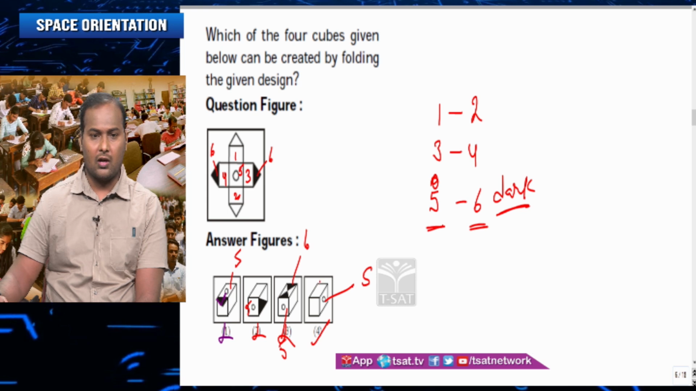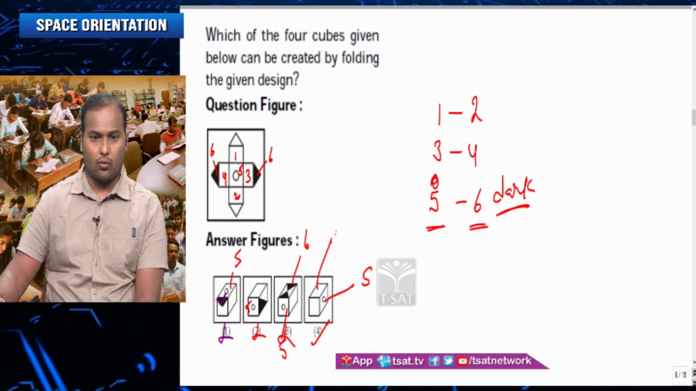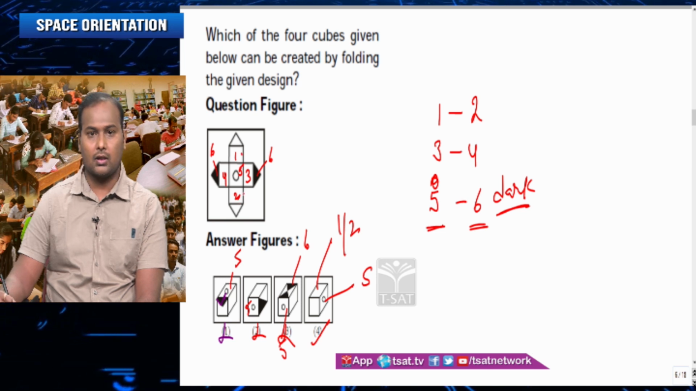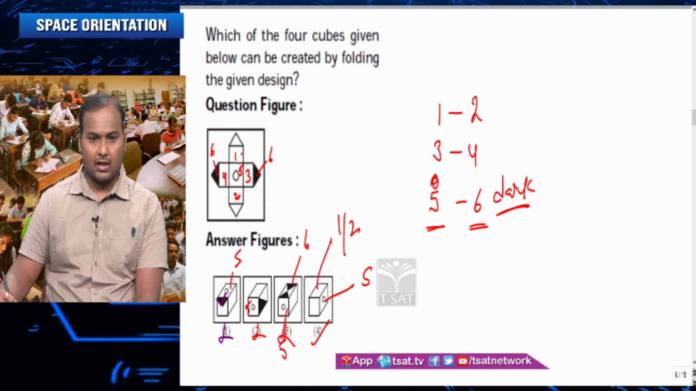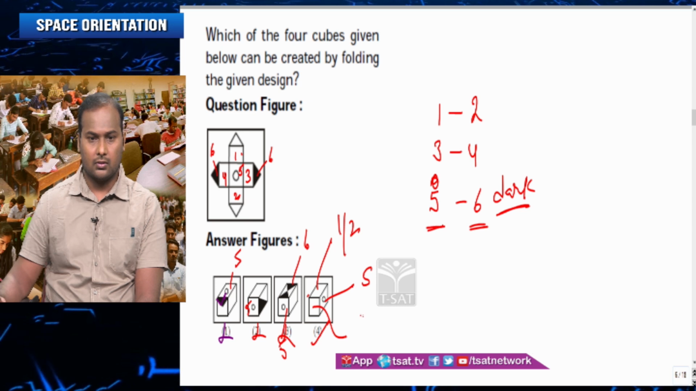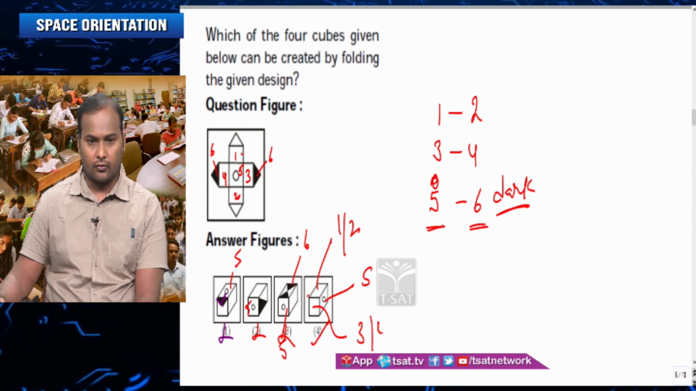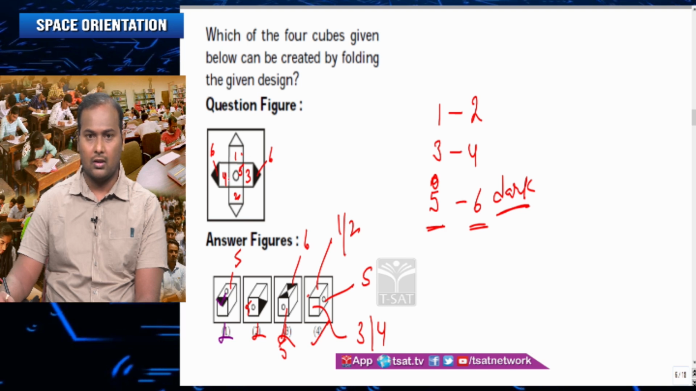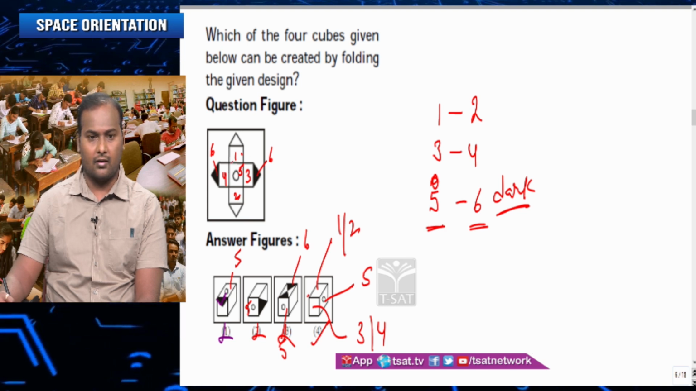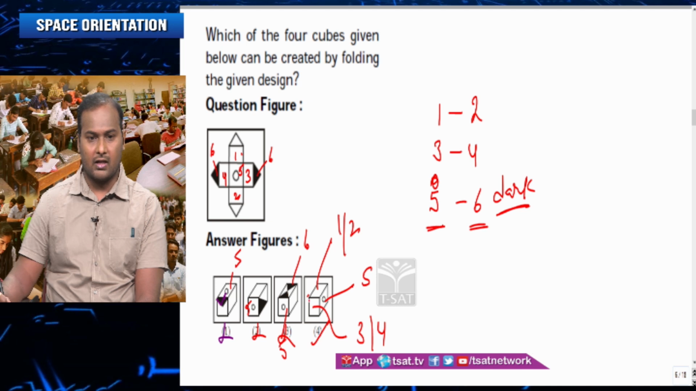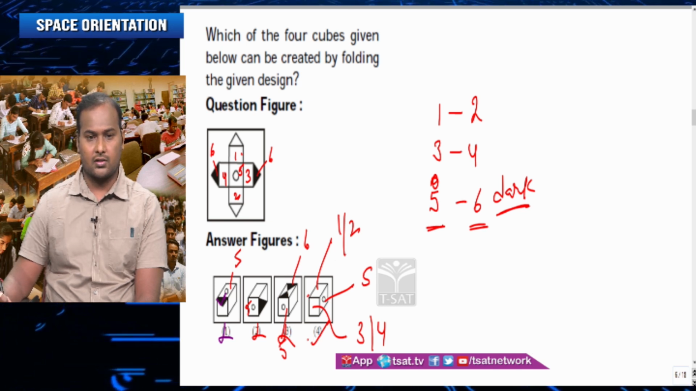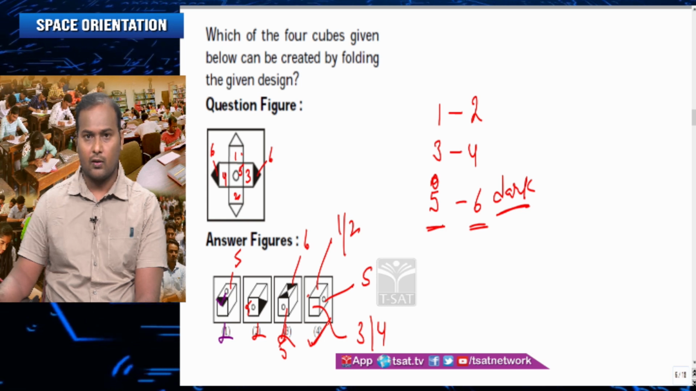And what about the top? This top may be either 1 or 2, because here 1 and 2 are both light color. Now the other one is either 3 or 4, because here also 3 and 4 are both light in color. Because 3 and 4 are light in color, this side becomes either 3 or 4. This satisfies all the conditions. So your answer is option 4.